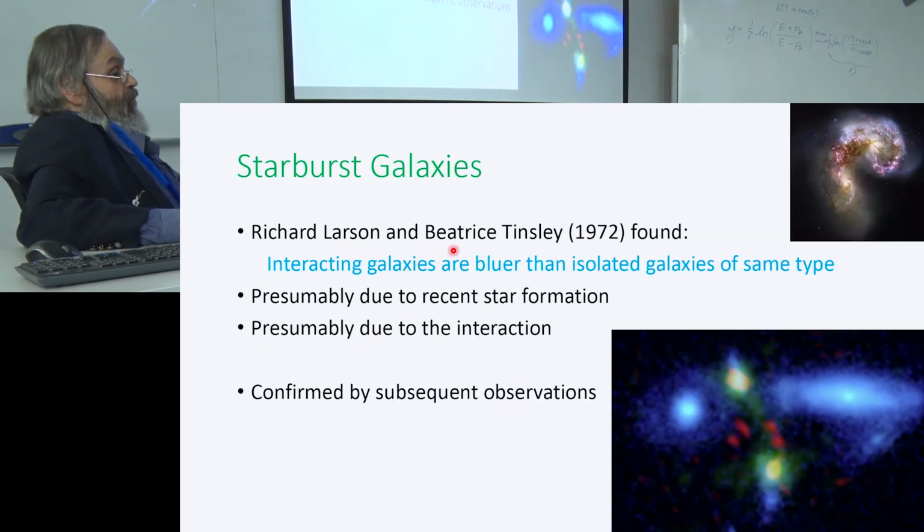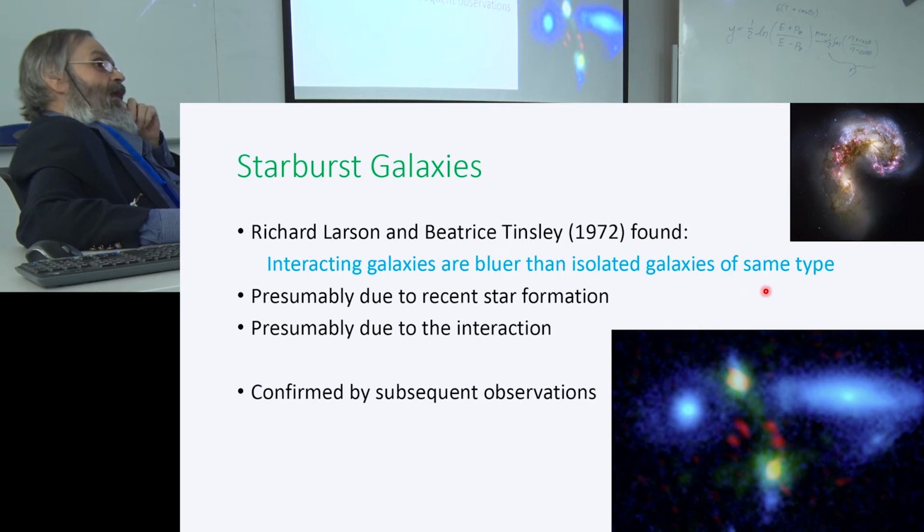And starburst galaxies, Richard Larson. Richard Larson is a Canadian, used to work in star formation, so that's how I know him. And Beatrice Tinsley found that the interacting galaxies on average were bluer than isolated galaxies of the same type. I was about to say what makes them blue, but the very next line is a giveaway. The blueness is massive stars, so that would probably mean recent star formation. So they claim that there was some interaction. The interaction here had produced a burst of star formation, and sometimes we call these starburst galaxies.